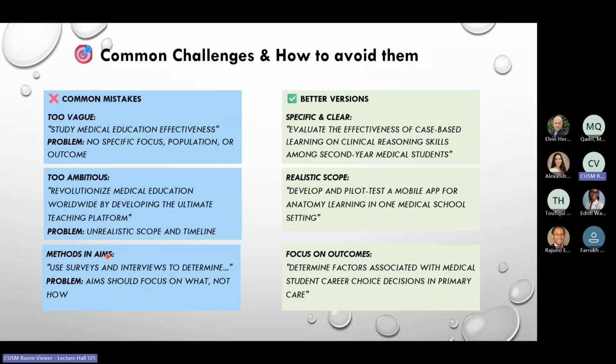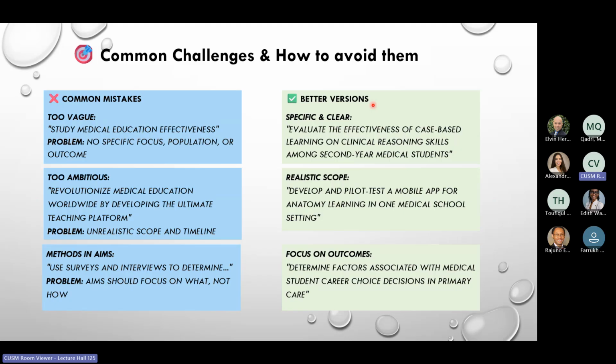Also, methods are mentioned in your specific aims. You want to use methods that you can actually conduct. Being too aggressive in the methodology makes the feasibility of those activities less likely. So, use surveys and interviews to determine. The problem here is aims should focus on what and not how.